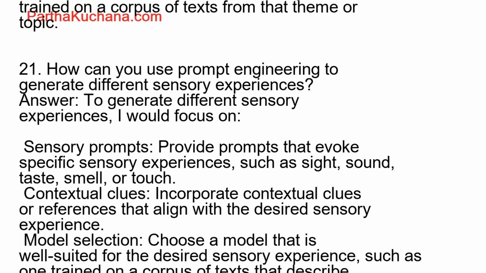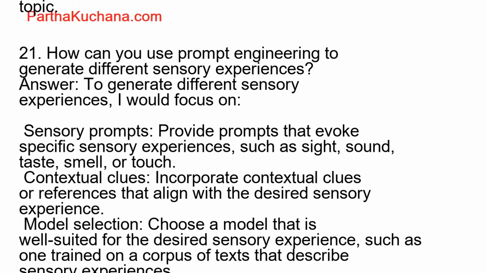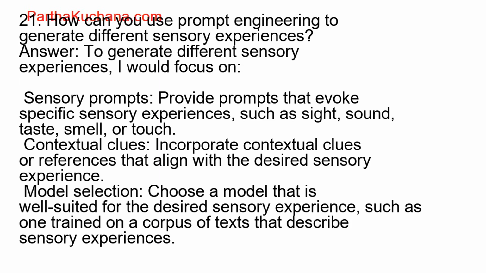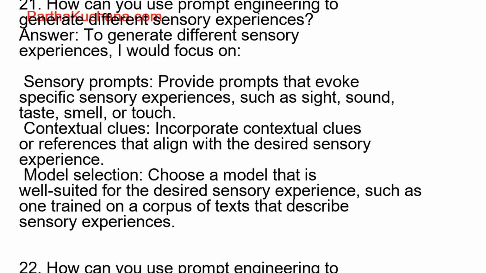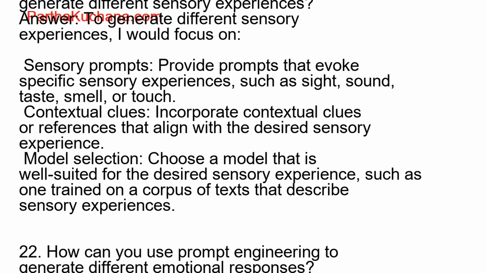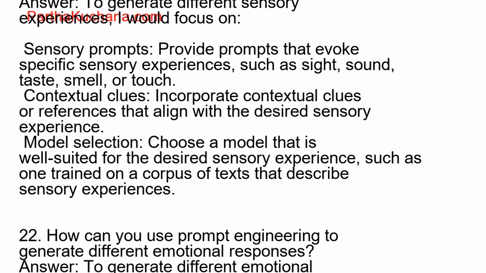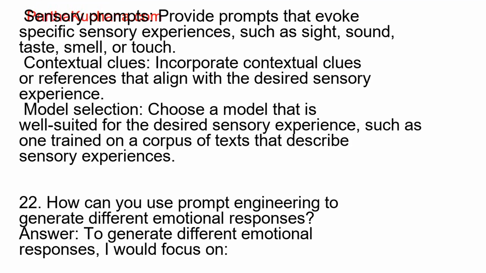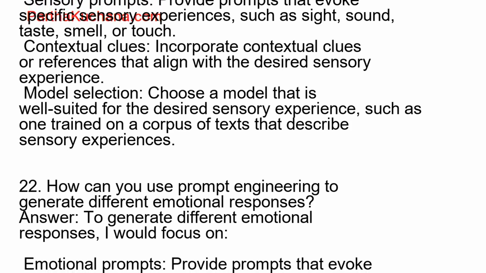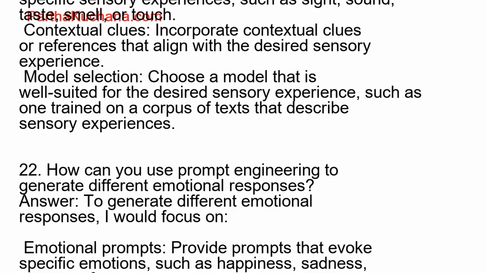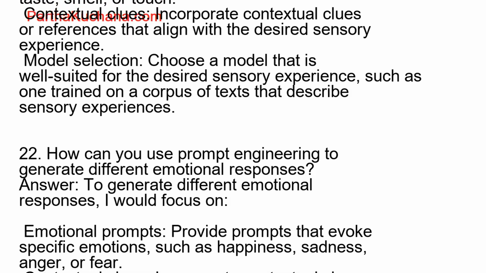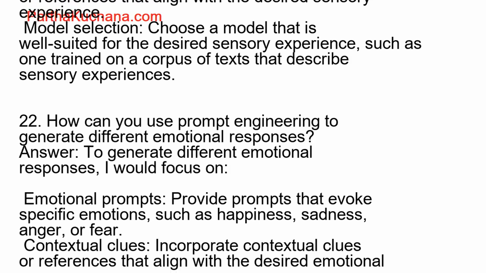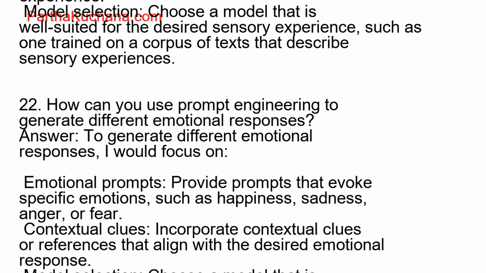24. How can you use prompt engineering to generate different levels of abstraction? Answer. To generate different levels of abstraction, I would focus on abstraction prompts. Provide prompts that specify the desired level of abstraction, such as general, specific, or detailed. Contextual clues: incorporate contextual clues or references that suggest the appropriate level of abstraction. Model selection: choose a model that is capable of generating text with the desired level of abstraction, such as one trained on a corpus of texts with varying levels of abstraction.